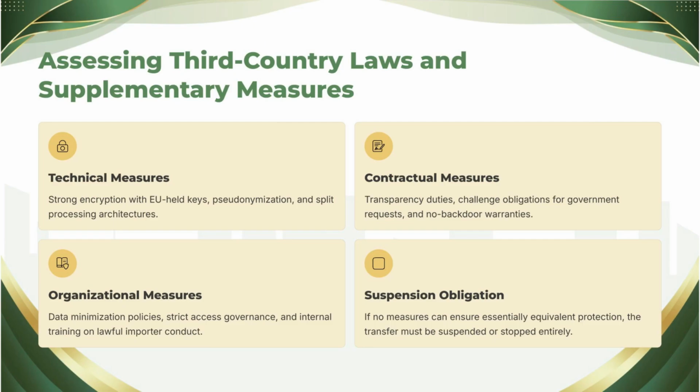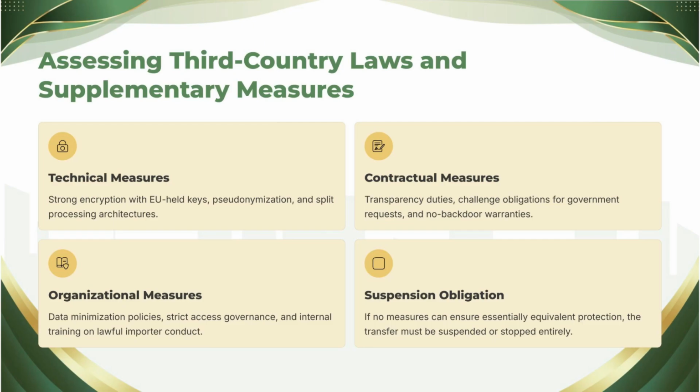Where the legal texts are ambiguous, the EDPB allows you to consider documented practice, but with discipline, objective, reliable, verifiable sources, case law, official reports, credible expert analyses, not the importer's cheerful assurance that nobody ever asks us for data. Suppose the assessment finds genuine problems. Enter supplementary measures in 3 families, and here's the crucial hierarchy.